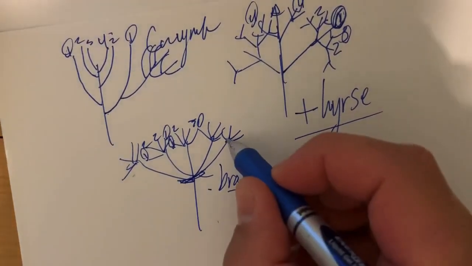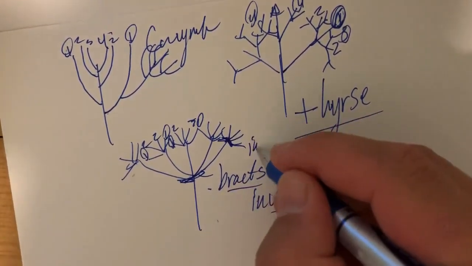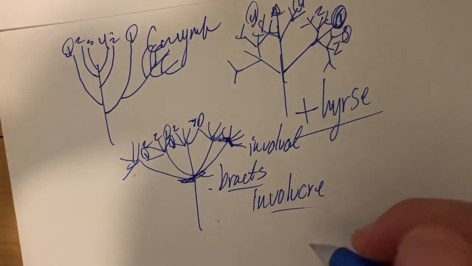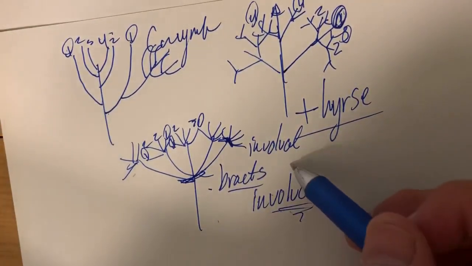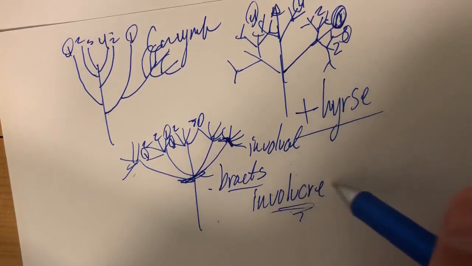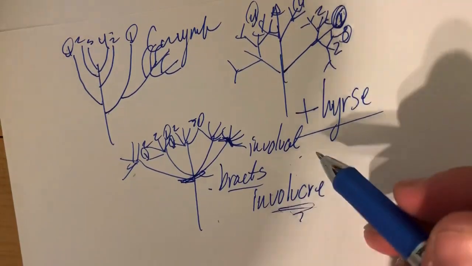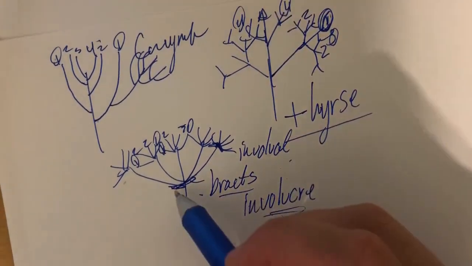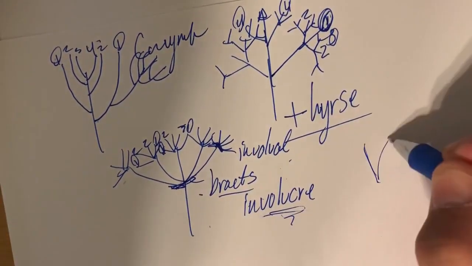And this second set of fused bracts we call an involucel, or, yeah, y'all, these pronunciations are so weird. I think some people will say involucel or involucra, but it's involucre and involucel, okay? So sometimes we'll see really, really cool involucres that are highly spread out.